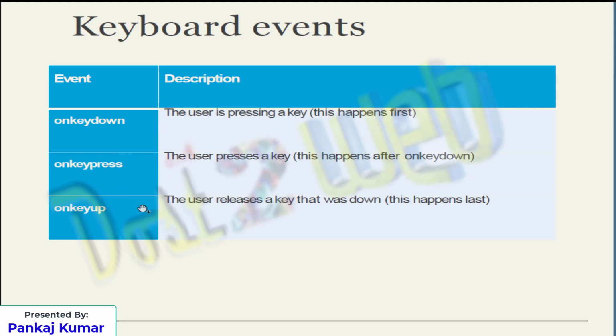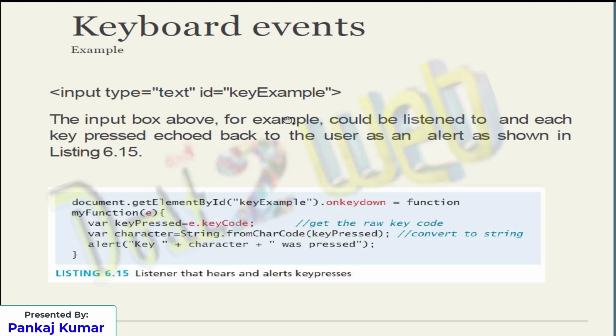The same thing is here. You can see the example over here. For the keyboard event, I have created an input box, okay, and given the ID as keyexample. This is an input box, and it will listen to whatever you define for keyexample. Then I want to define that when a key is pressed, some alert will be shown to the user. Then how can you do that?